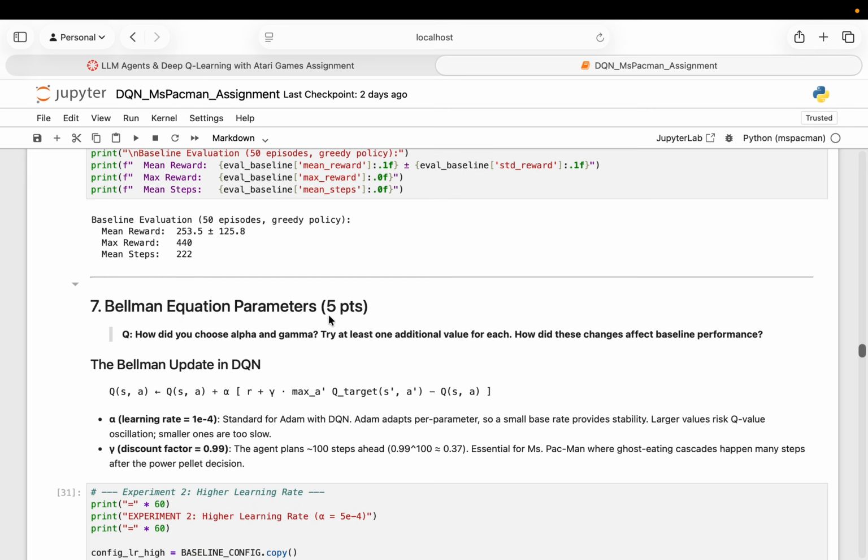These are the Boltzmann equation parameters. I tested different values of alpha and gamma. When I increased the learning rate to 5e-4, the training became unstable. The Q values oscillated and performance dropped. When I lowered it to 1e-5, learning was too slow to converge within the 60 episodes.